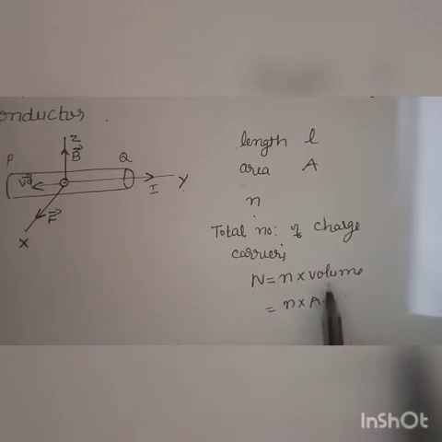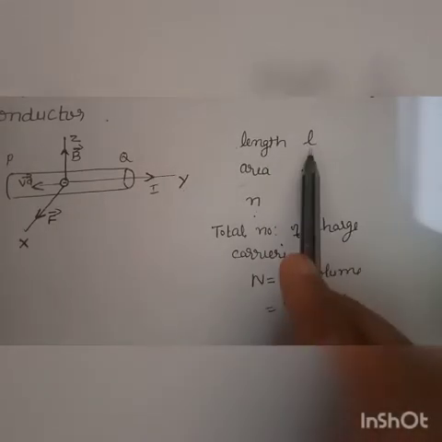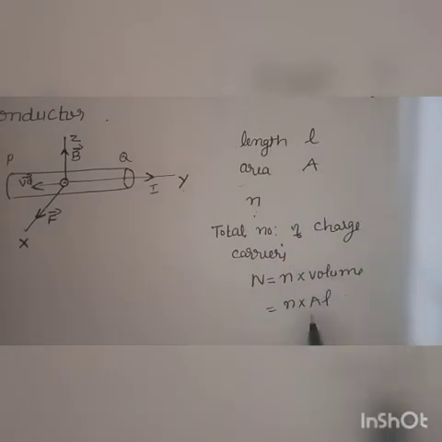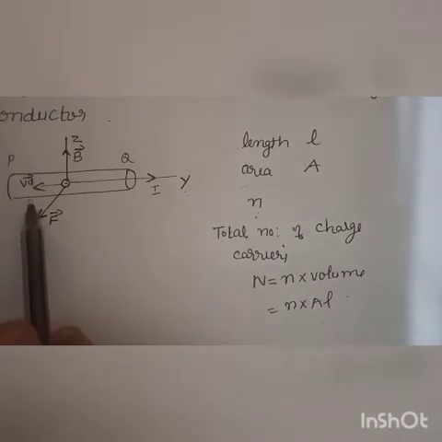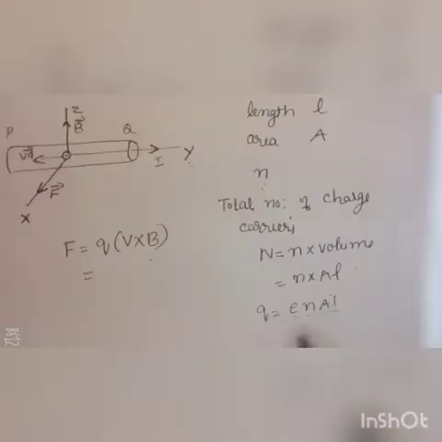How can you find the volume of the conductor? You know that the area of the conductor is A and the length is L, so the volume is A into L. So capital N is equal to n into AL. And one more thing, the electrons drift towards the left with velocity Vd. Vd means drift velocity.